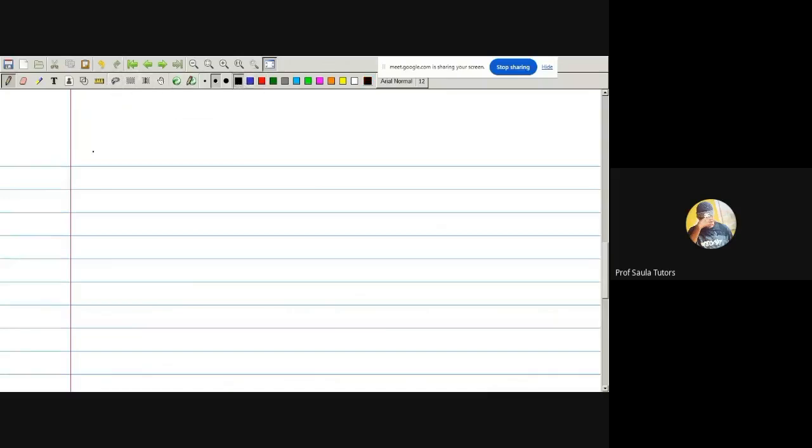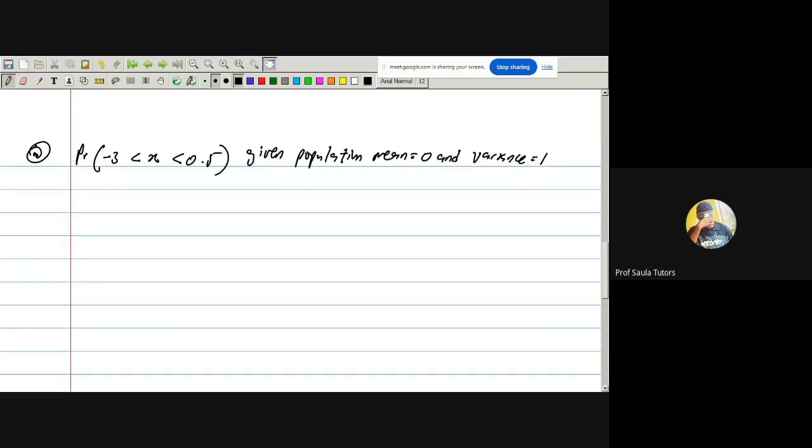Look at this example, example 2. We should find the probability of minus 3 less than x less than 0.5, and you were given the mean and your variance equal to 1.